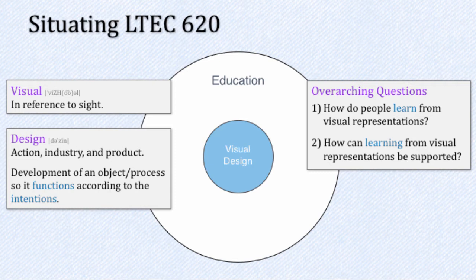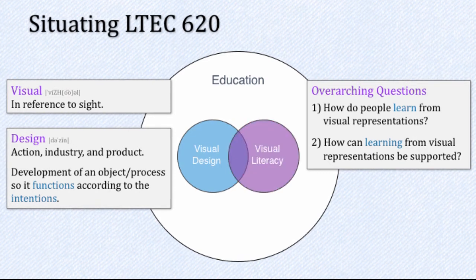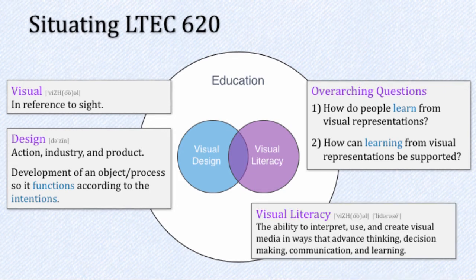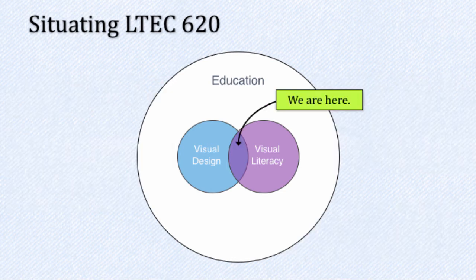We're also going to pull on a related yet distinct field known as visual literacy. Simply put, visual literacy is the ability to interpret, use, and create visual media in ways that advance thinking, decision-making, communication, and learning. This semester, we're going to be hanging out at the intersection of visual design and visual literacy, constantly returning to the questions about the role of visual representations in learning.